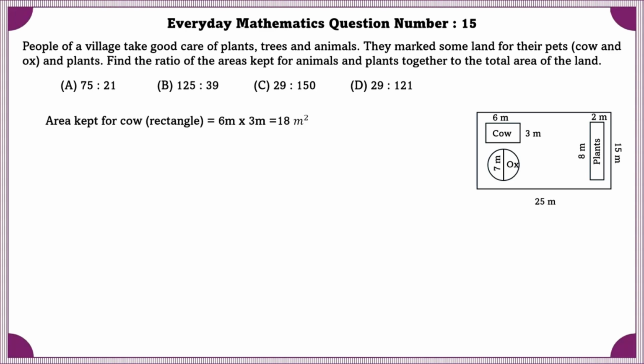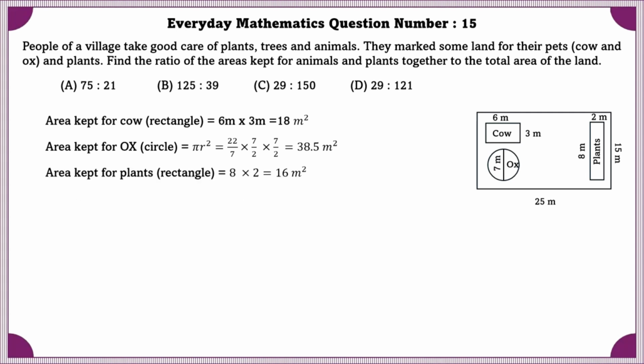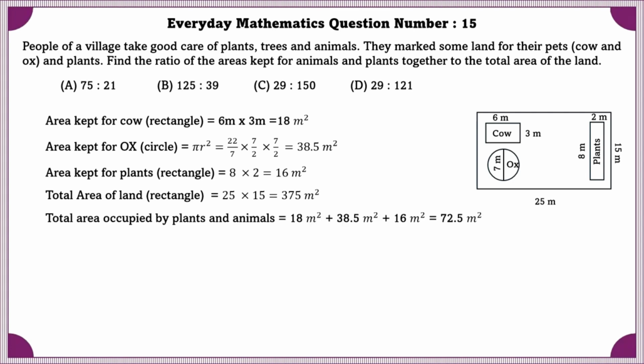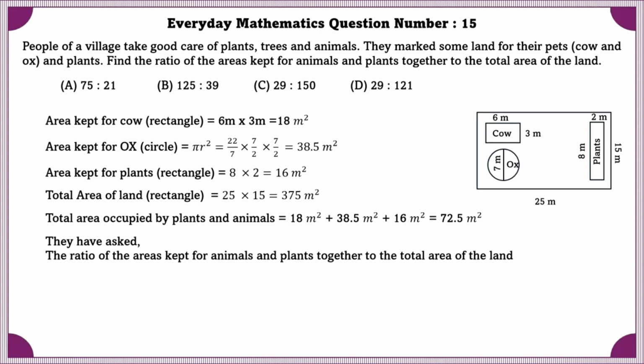Area kept for cow is equal to rectangle. So it is length into breadth, that is 18 meters square. Area kept for ox is equal to, since it's a circle, pi r square, which is equal to 38.5 meters square. Similarly, for the plants, it's 16 meters square. Now, total area of the land is equal to 375 meters square. Since it's a rectangle, it should be length into breadth. Then, total area occupied by plants and animals is equal to 72.5 meters square.